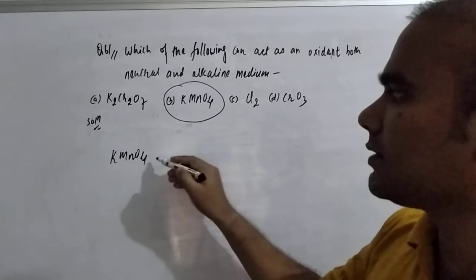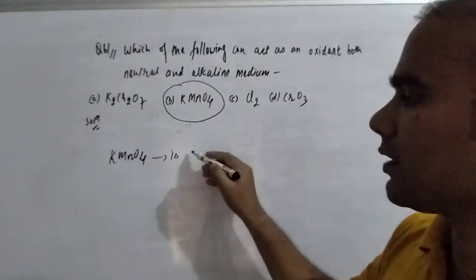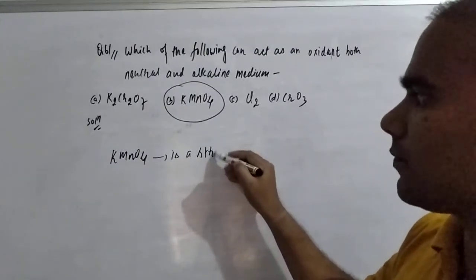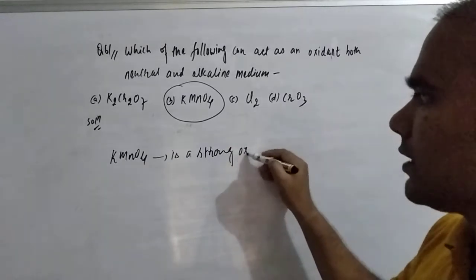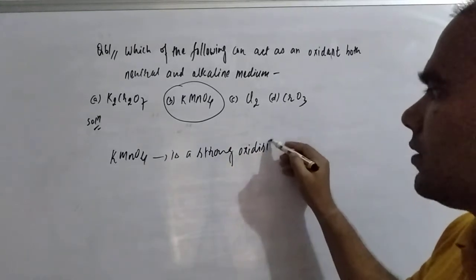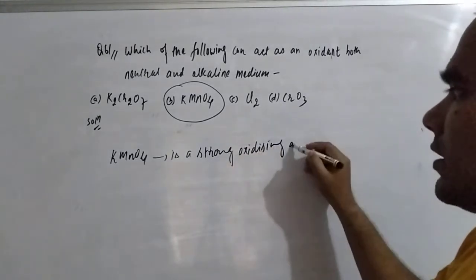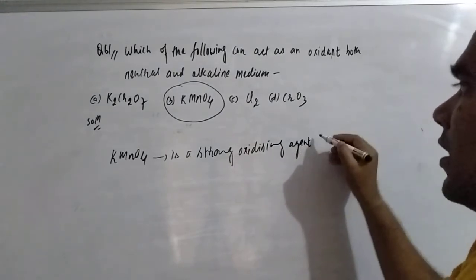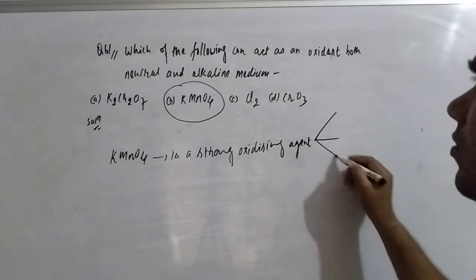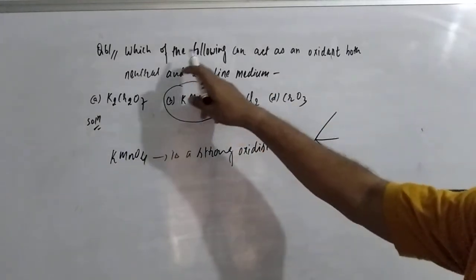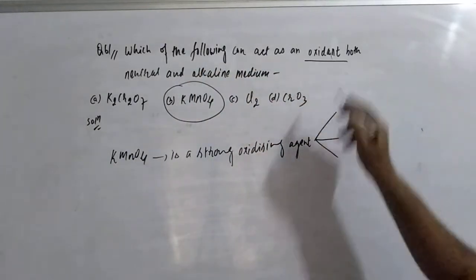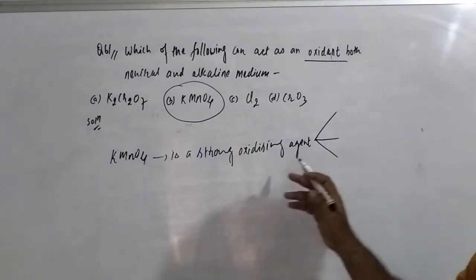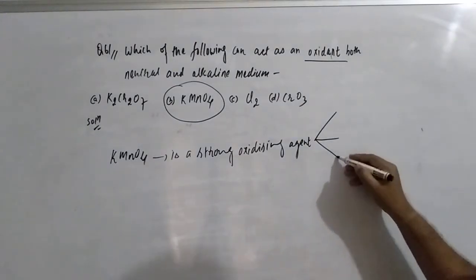KMnO4 is a strong oxidizing agent. First thing, it is a strong oxidizing agent compared to the others. Now because it is a strong oxidizing agent, it acts as an oxidant. Which of the following acts as an oxidant? Because of its strong oxidizing nature, it acts as an oxidant in all media.